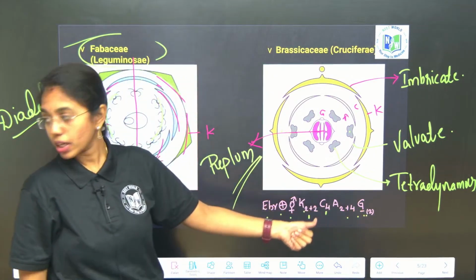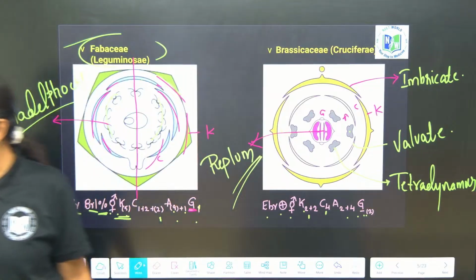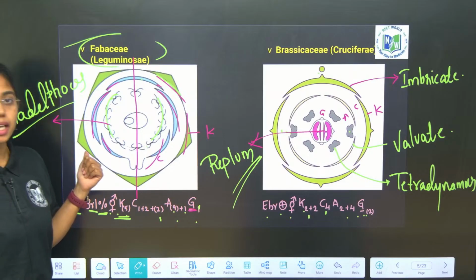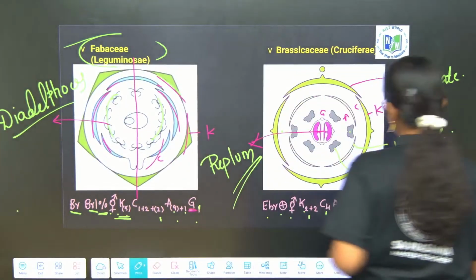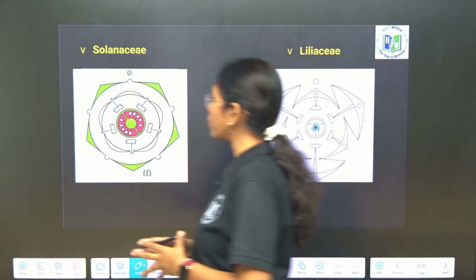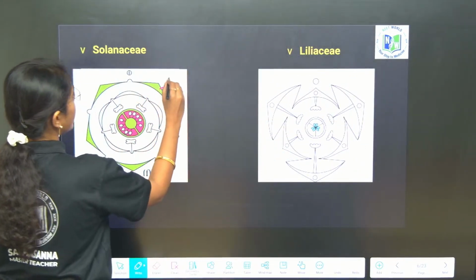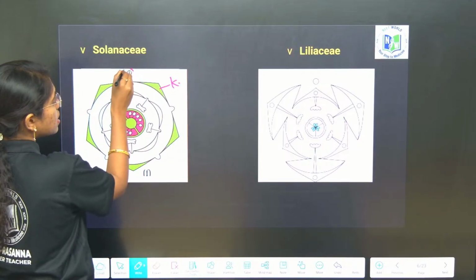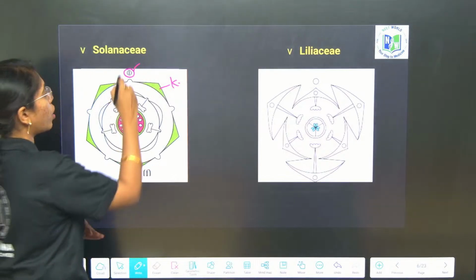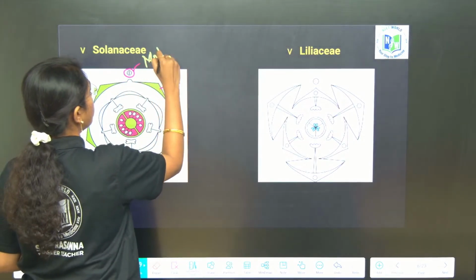Superior ovary. Clear with these 2 families? Yes, right? Fabaceae and Brassicaceae. Next you see Solanaceae members. In Solanaceae members, if you have to observe, the outer wall again it is what? Calyx. This is called as mother axis, which indicates posterior side of the flower. Okay, this is mother axis.